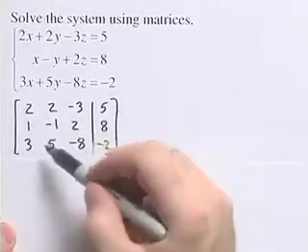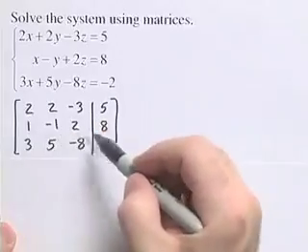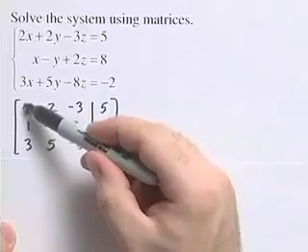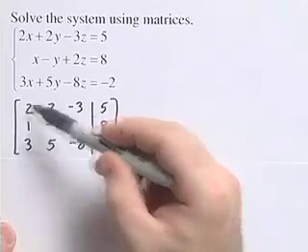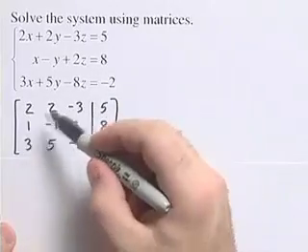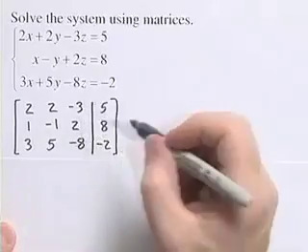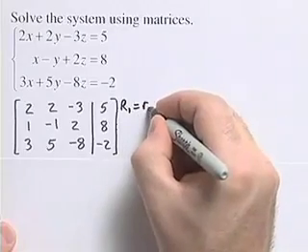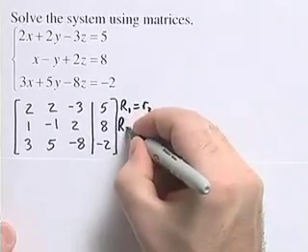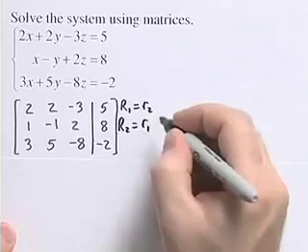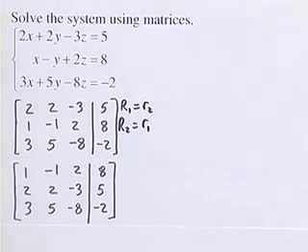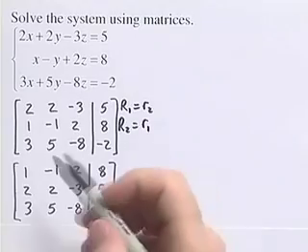Our goal when using matrices is to try to get this matrix into row echelon form. To do that, we need a 1 in this 1,1 entry up here in the upper left corner. We can do that by switching the first and second rows. So our new row 1 is equal to the old row 2, and our new row 2 is equal to the old row 1. If we perform that operation, we get the following matrix.